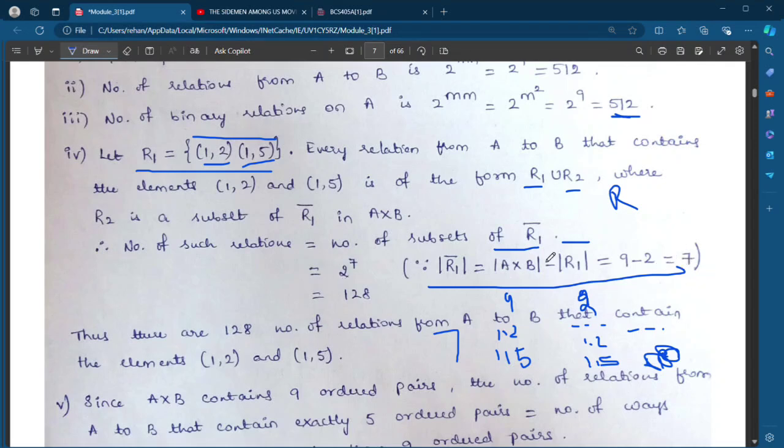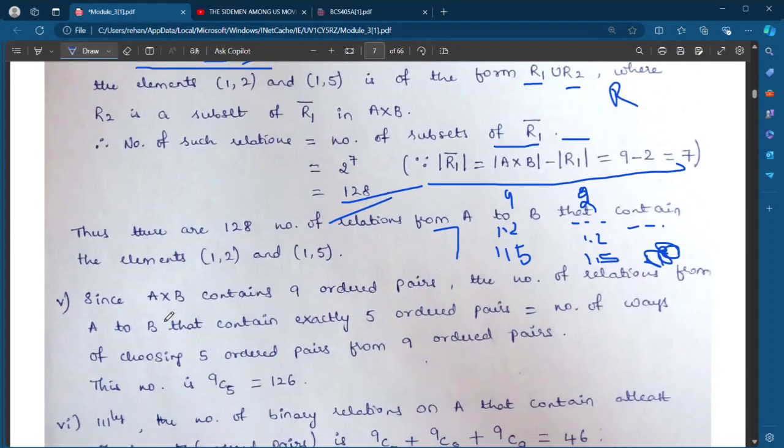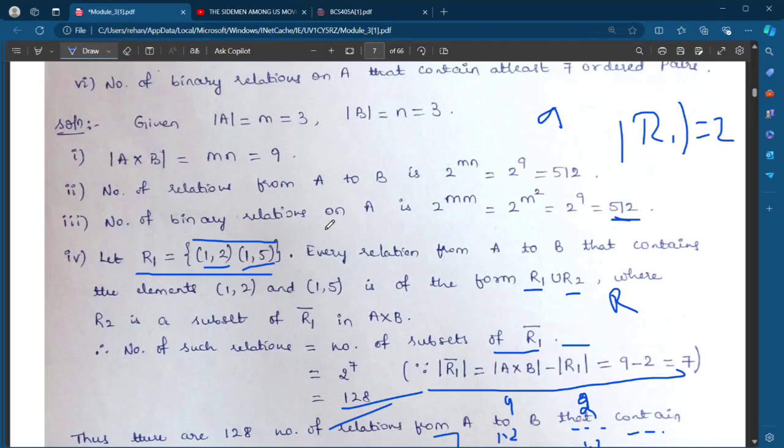Okay, so 2 to the power of the remaining elements, which is 7. That's why I'll take relations, so many relations it has asked. So 2 to the power of 7, that is 128. Don't worry how you will remember. In the exam they'll ask the same thing itself.